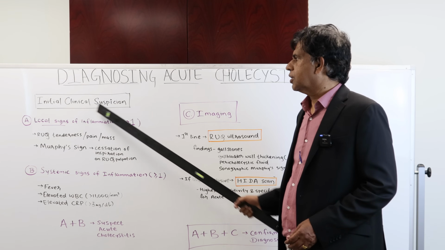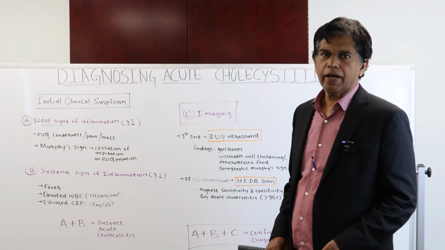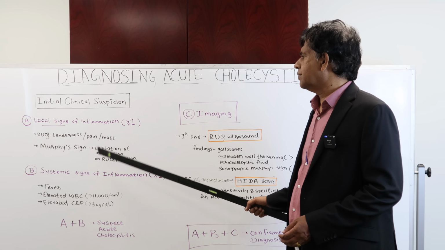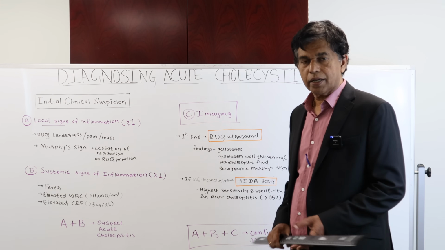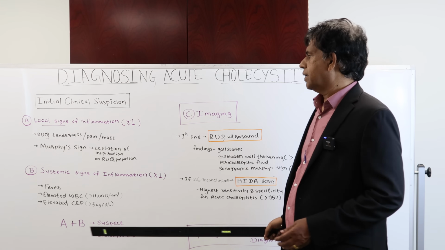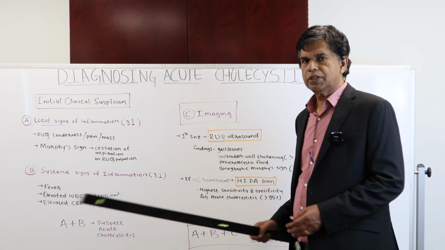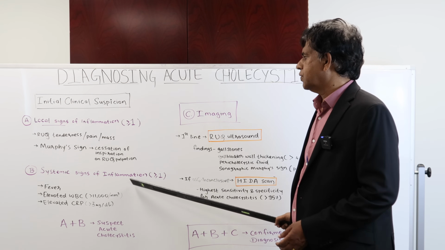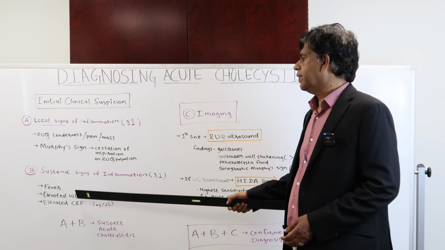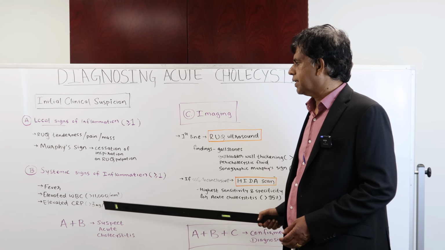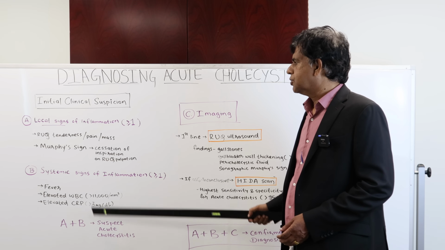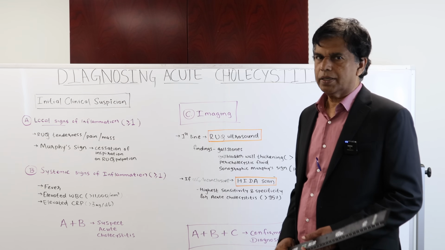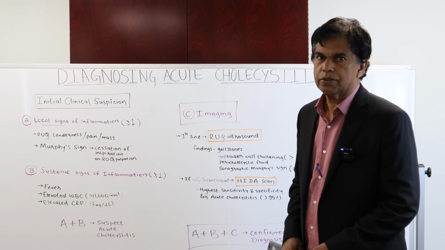There are some initial clinical suspicions. Of course, they're going to come with right upper quadrant tenderness and pain, mass not very likely, but usually right upper quadrant pain and tenderness. You do the Murphy sign, ask them to take a deep breath and you push in. They're going to have pain. Systemic signs of inflammation: they could have fever, elevated WBC count 11,000, and elevated CRP. So if you have one of this and one of this, what does that mean? You are suspecting acute cholecystitis, okay?